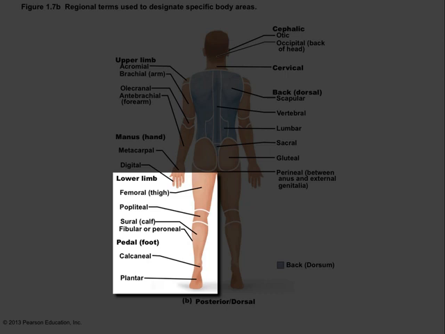Coming on down into the lower limb, we see the femoral area, which is the thigh. Now, the knee is different from the back. It's the popliteal area seen from the back, not the patellar region. The back part of the lower leg is the sural area, or the calf. The foot is still the pedal area. The heel is calcaneal, and the lower surface of the foot, the part that you stand on, is the plantar surface. Plantar is an interesting word.